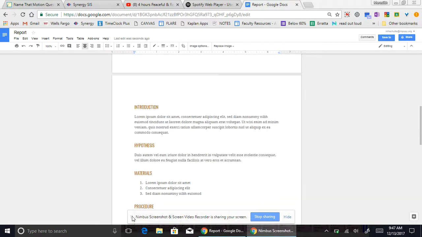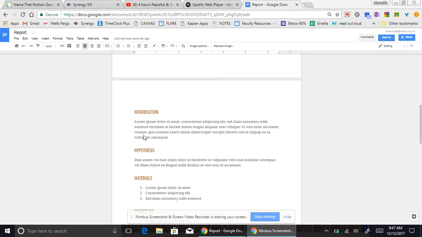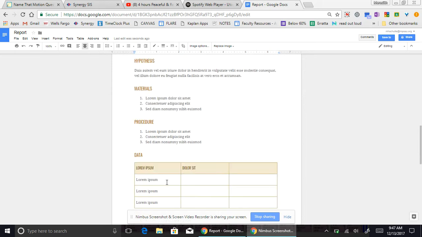you're specifically not doing a poster, you're specifically doing a paper. So this one's already formatted. Introduction, hypothesis, materials, procedures, data table. It just has nonsense words in there for the formatting. And you fill in the stuff for your experiment.